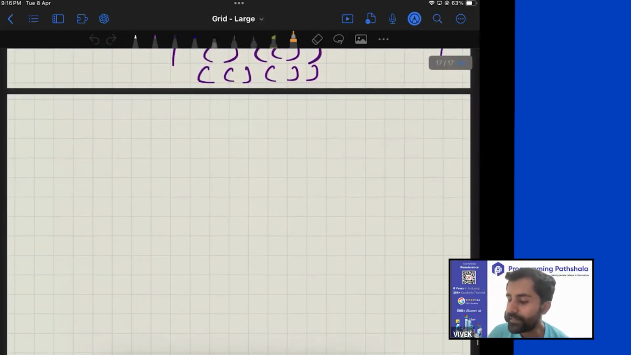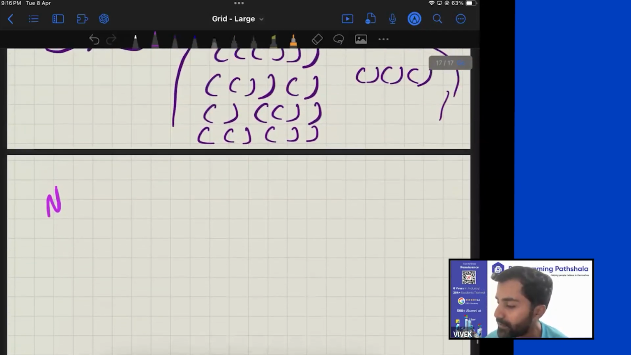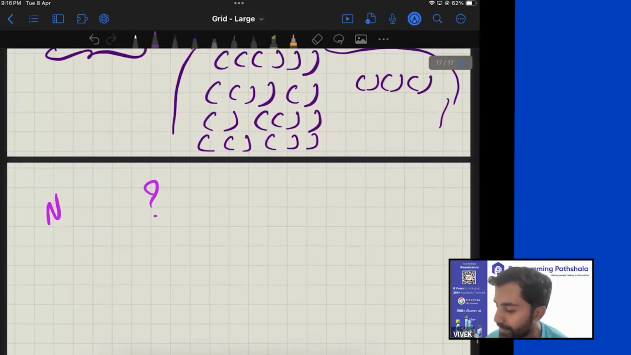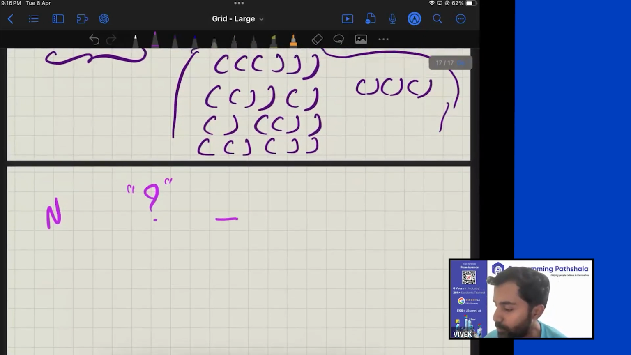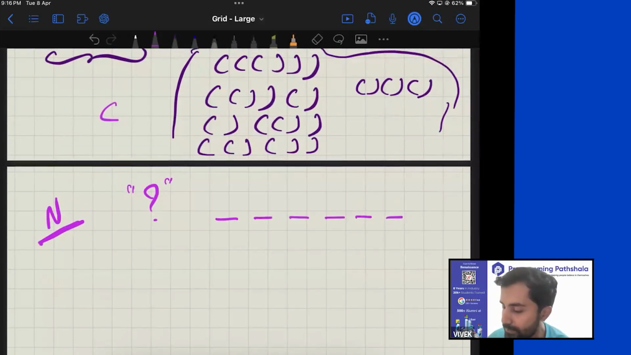I can probably say that, hey, if there is a balanced parenthesis containing n pairs of braces, it can be represented by a string. And how many characters will that string have? It will have 2 into n characters, right? Because n pairs means that n opening brackets will be there, and n closing brackets will be there, right? So three opening and three closing braces.